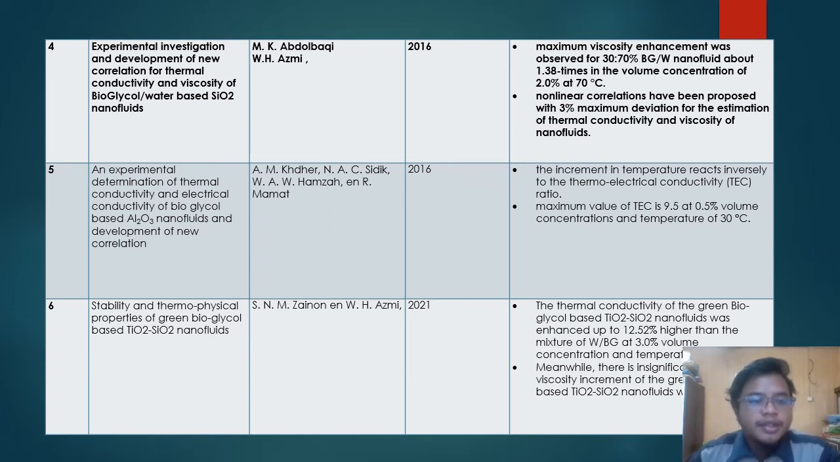Sixth, stability and thermophysical properties of a green bioglycol-based TiO2 SiO2 nanofluid. The thermal conductivity of the green bioglycol-based TiO2 SiO2 nanofluid was enhanced up to 12.52% higher than the mixture of water and bioglycol at 3% volume concentration and temperature at 70 degrees Celsius. Meanwhile, there is a significant dynamic viscosity increment of the green bioglycol-based TiO2 SiO2 nanofluid with temperature.